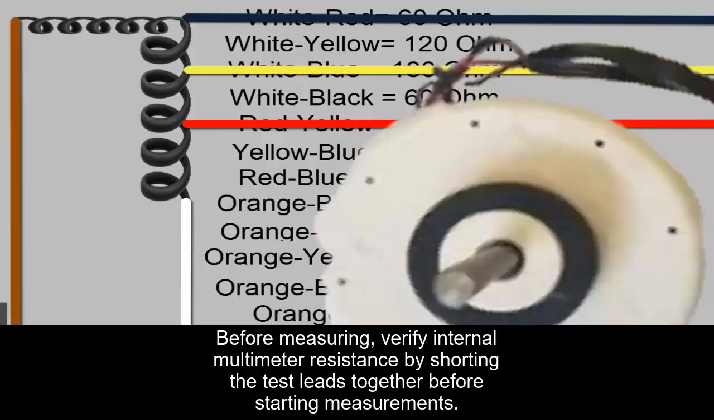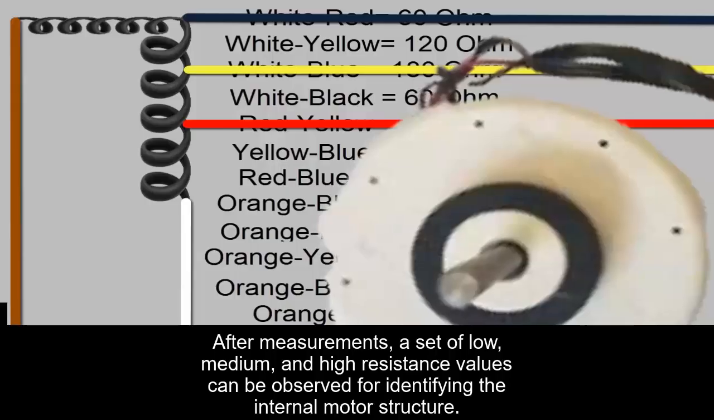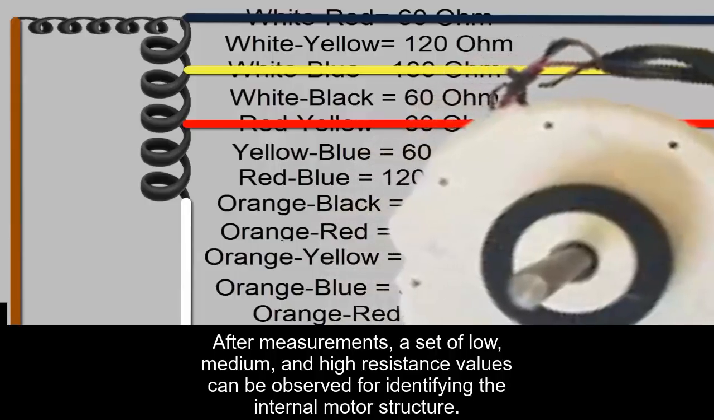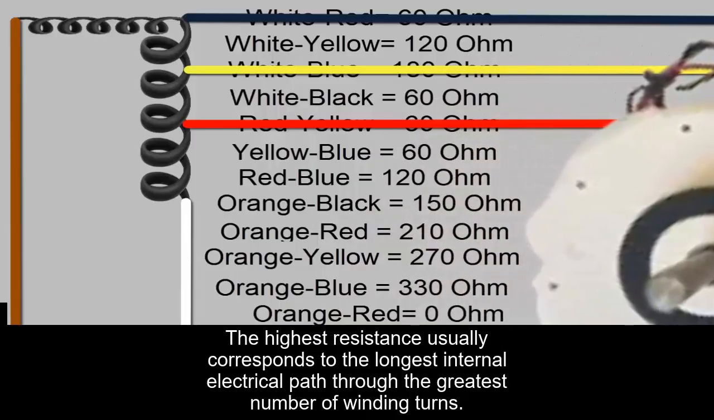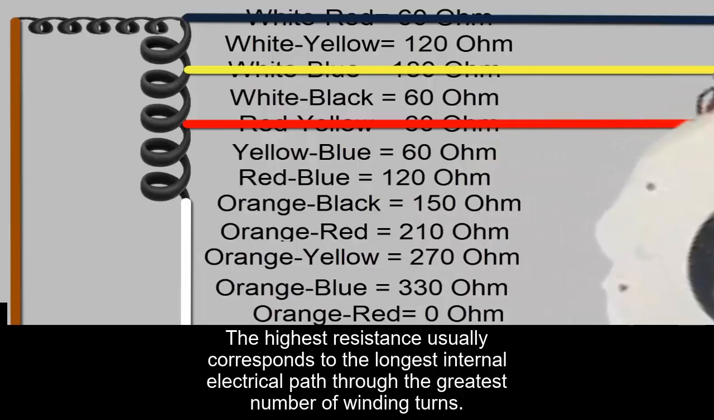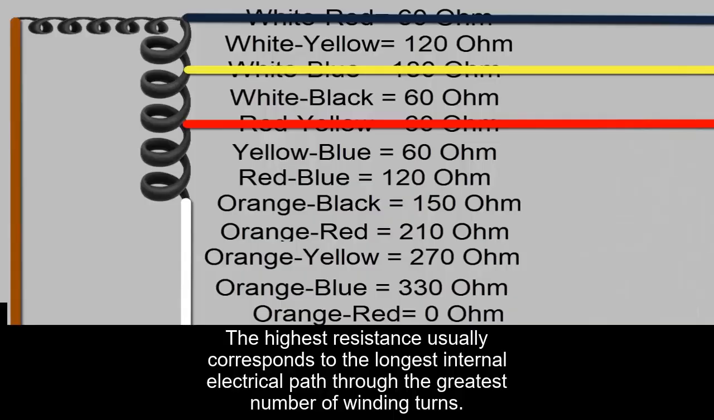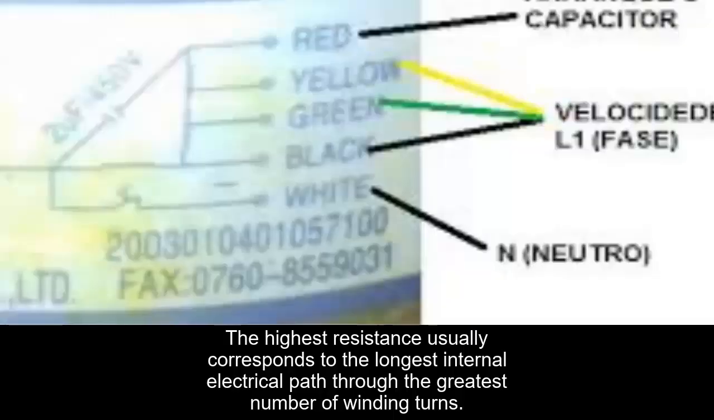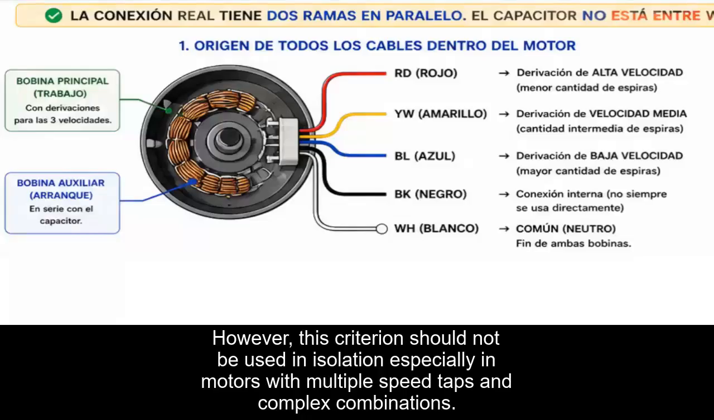Once all measurements have been taken, a set of reference values is obtained, for example, where low, medium, and high resistance values can be observed. These differences are key to starting the identification of the internal structure of the motor. From a technical standpoint, the highest resistance between two conductors usually corresponds to the longest electrical path inside the motor, that is, when current flows through the greatest number of turns due to the internal series connection of windings.